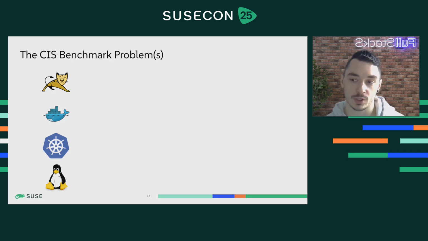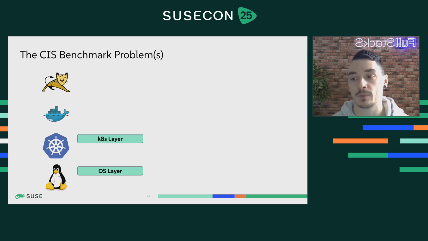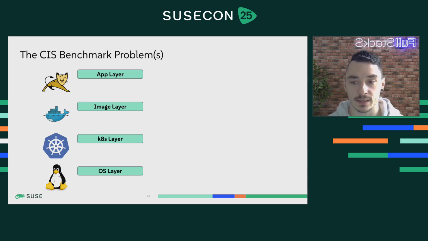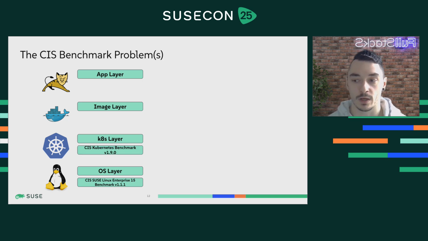consists of these four logical or technical layers. On the bottom layer, we have, of course, the operating system. Then we have the Kubernetes layer, the image or Docker layer, and on top we have the application layer. And all of these layers might or might not have, but in that case, they definitely do have a recommended CIS benchmark specifically aimed at this layer and the product behind it. So for example, we have a CIS SUSE Linux Enterprise 15 benchmark for the operating system. We have, of course, our Kubernetes benchmark for Kubernetes.